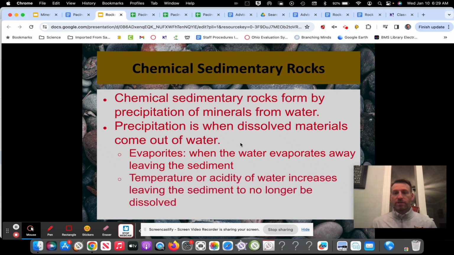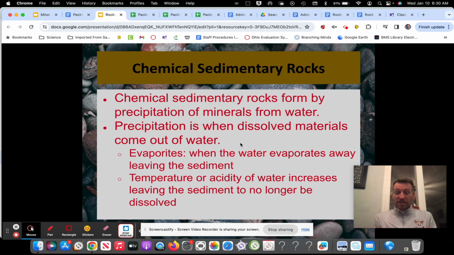The second way that you get these dissolved minerals to be by themselves away from the water is when you have the temperature of the water increase or the acidity of the water increase. And what that does is it leaves the sediment to no longer be dissolved. Okay, and that has to do with other science properties in terms of temperature of substances and the rate at which they're able to be soluble, meaning that they can dissolve things. Which we don't need to get into now, but just know that when temperature increases or acidity increases, it's harder for materials to stay dissolved in water. And so then they just settle out.